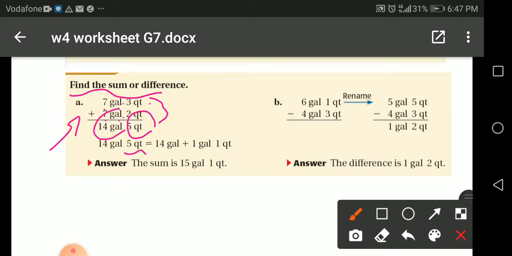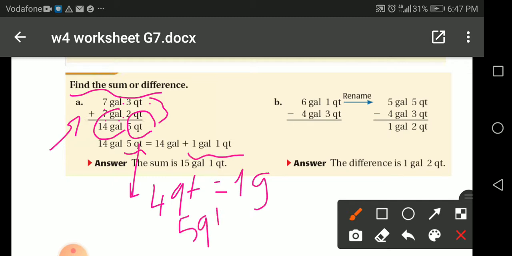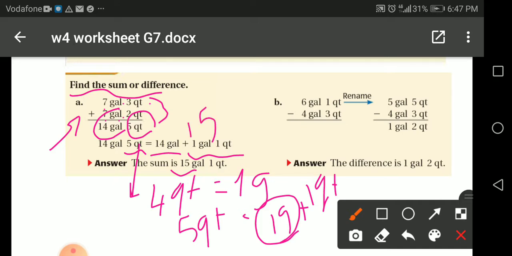Remember, how many gallons are in the 5 quarts? As we know, 4 quarts is the same as 1 gallon. So we have 1 gallon in the 5 quarts, plus 1 extra quart. We have 1 gallon and 14 gallons, so it will be 15 gallons. And how many quarts now? 1 quart. It's easy like this.